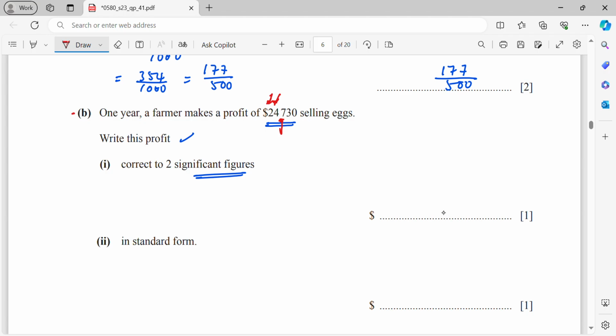If this next number is 5 and above, then you round up. Then the rest will be 0. The last three digits will be 0. So since this 7 is more than 5, I will just write 25,000.